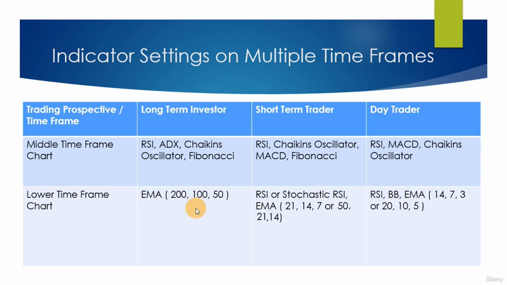If you are a short-term trader, you can use RSI and stochastic RSI. If prices are moving in a trend, then use RSI, and if prices are moving in a range, then use stochastic RSI. If you are an intraday trader, your moving average set will be 14, 7 and 3 period. But if the market is volatile and you want smooth signals, you can change your set to 20, 10 and 5 period EMA. Also use RSI and Bollinger Band to this chart to get confirmed entry points.